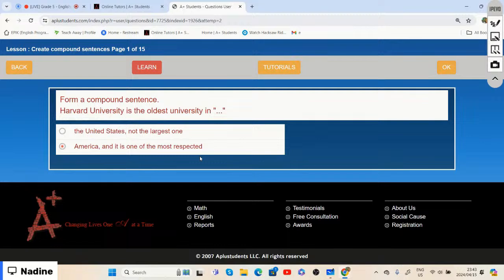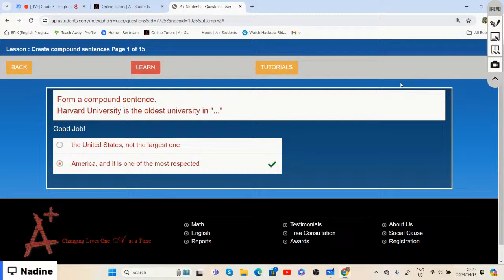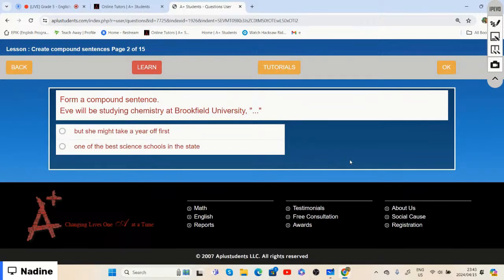Because remember, a compound sentence is two simple sentences that are joined together by a conjunction: and, but, or so. So the second one is correct. So there we have the second one again.